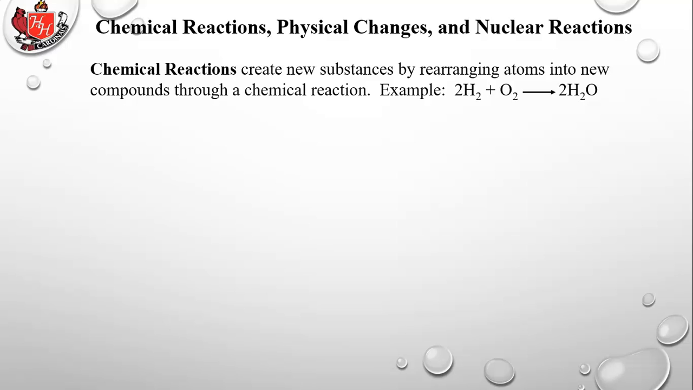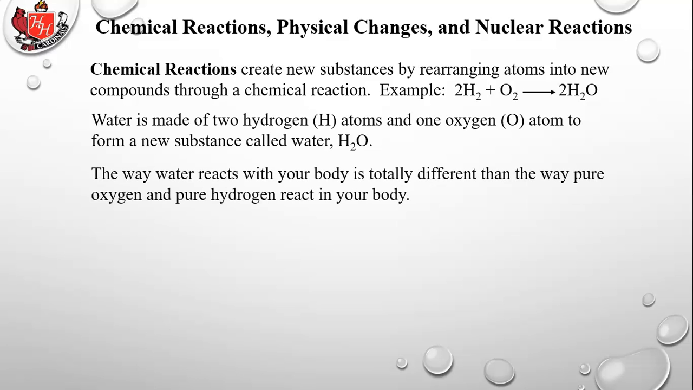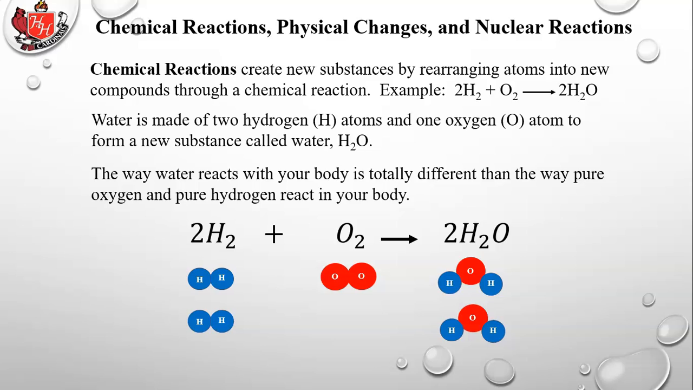Chemical reactions create new substances by rearranging atoms into new compounds, and there's the example. Water is made of 2 hydrogen atoms and 1 oxygen atom to form a new substance called water, H2O. The way water reacts with your body is totally different than the way pure oxygen and pure hydrogen react with your body. So there we see the same diagram. The point is simply, you could not drink some liquid hydrogen and liquid oxygen and have it affect your body the same as water. Water has a unique structure that your body knows how to process, which is different than just hydrogen molecules and oxygen molecules separately.